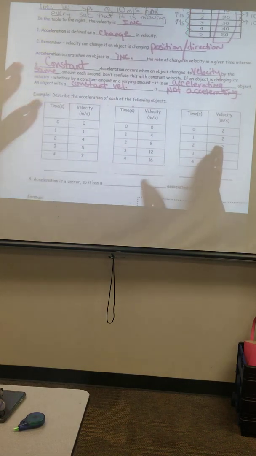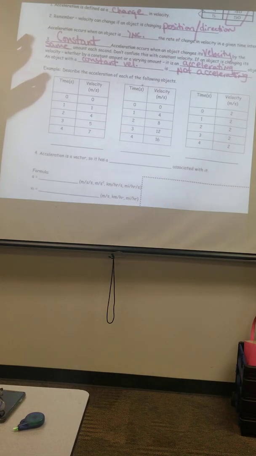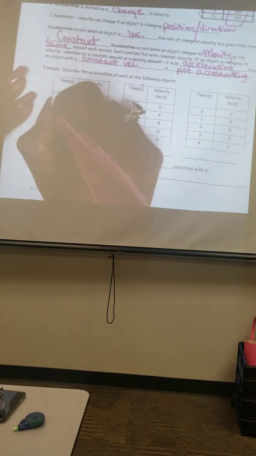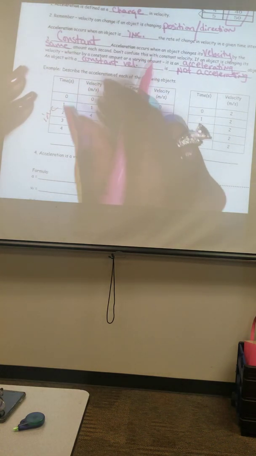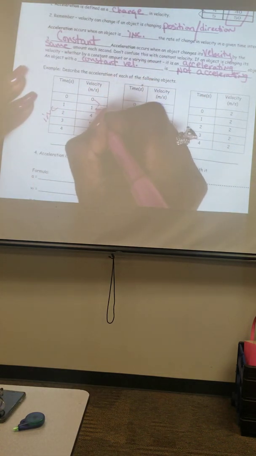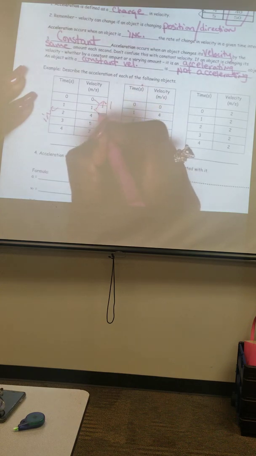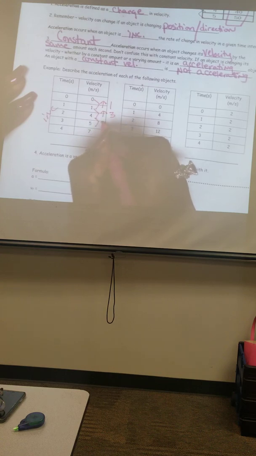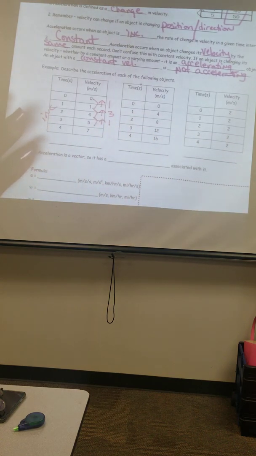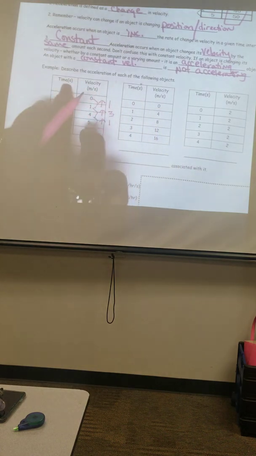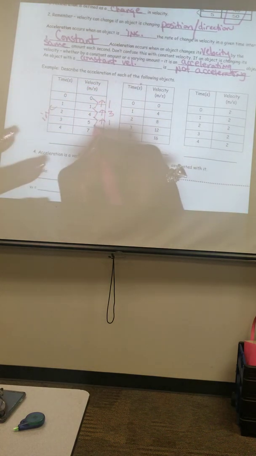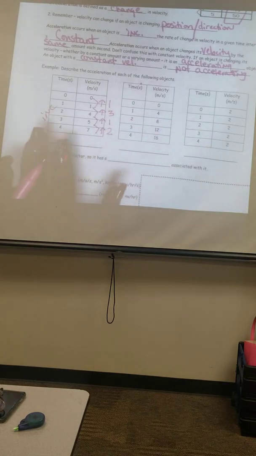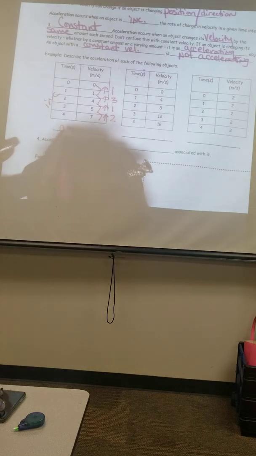Here are 3 data charts for us to look at. Data chart number 1, my time. What's going on with the time? It's increasing always. But what's happening with my velocity? From 0 to 1, it increased by 1. From 1 to 4, it increased by 3. From 4 to 5, it increased by 1. So looking at data charts with velocity and time, we need to break it down to see what's going on. What's going on with my data chart is that it's accelerating.